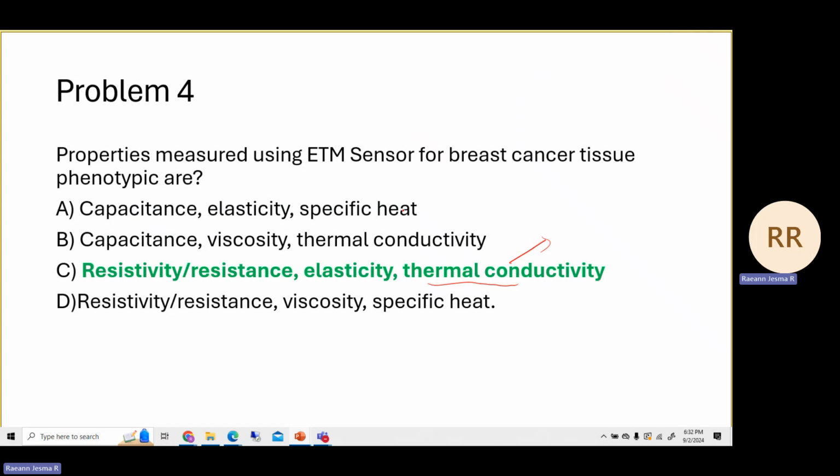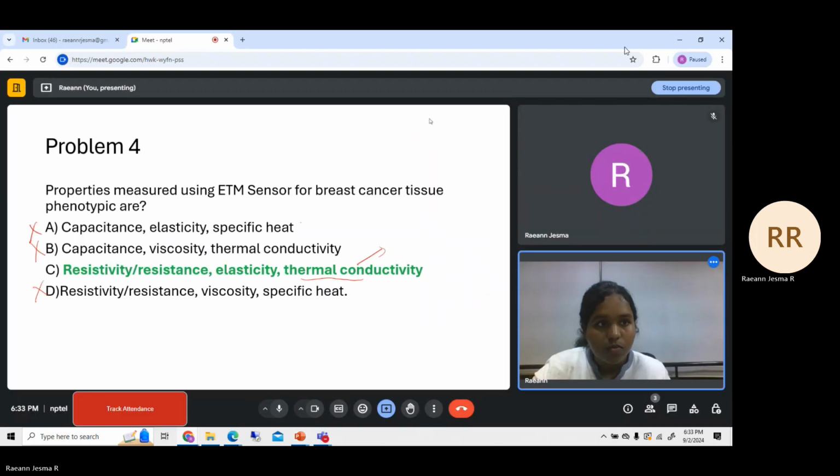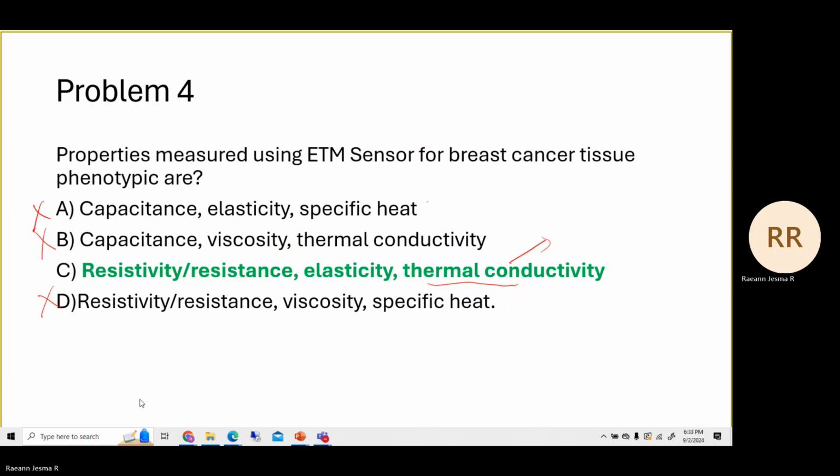Okay, we are not measuring the specific heat of the structure, so option A is wrong. Then we are not measuring viscosity, so it is a tissue, right? So we are not measuring the viscosity of the tissue, so this is also wrong. And since option D has both specific heat and viscosity, this is also wrong. So the correct answer is option C, which is resistivity or resistance, elasticity and thermal conductivity. Is this clear? So if this is clear, we can move on to the next problem.